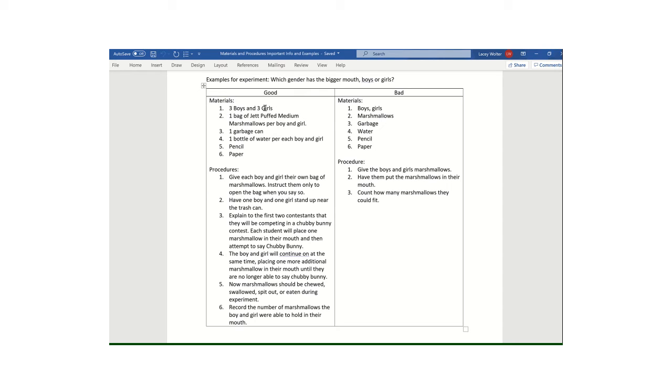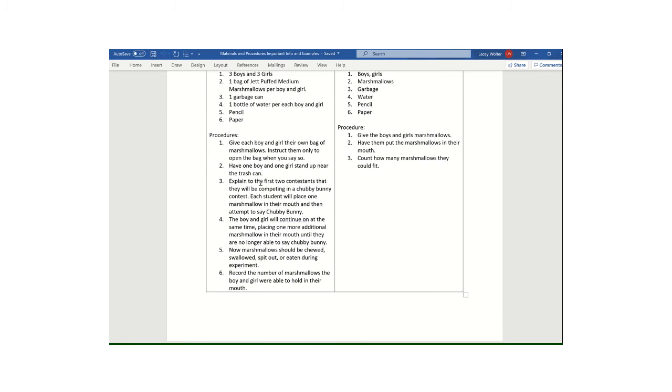3 boys and 3 girls. And you notice on the right, they just said boys and girls, right? Not the same. Same over here. 1 bag, they told me the amount of Jet-Puffed medium marshmallows per boy and girl. So over here, they just said marshmallows. That might mean I need 1 marshmallow per boy and per girl. I have no idea. Again, specific.